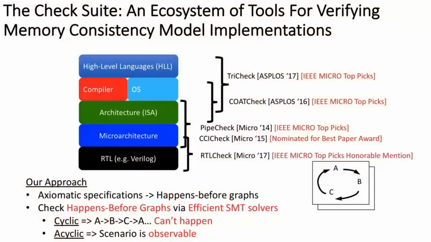The key thing is that if A happens before B, B happens before C, and C happens before A, then that's a cycle. It's saying that A is happening before itself, which is physically impossible. And so every time we can show that a particular happens-before graph is cyclic, we can show that that is a physically unobservable event. It will not happen. And so if there's something that we're verifying that should be forbidden, it should never happen, we need to ensure that every possible interleaving, every possible happens-before graph, is cyclic. And so that's the secret sauce of all of these tools up and down.